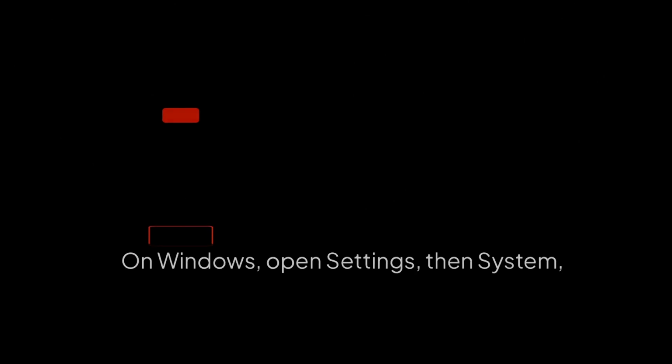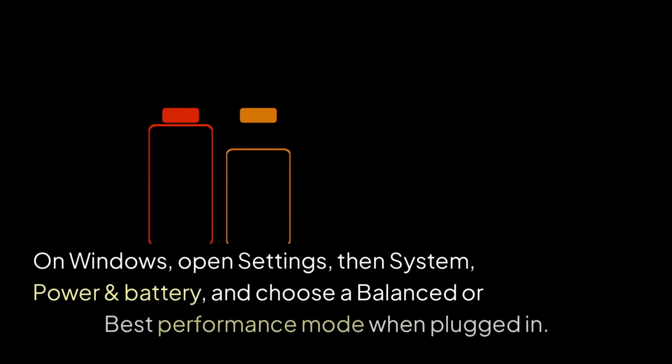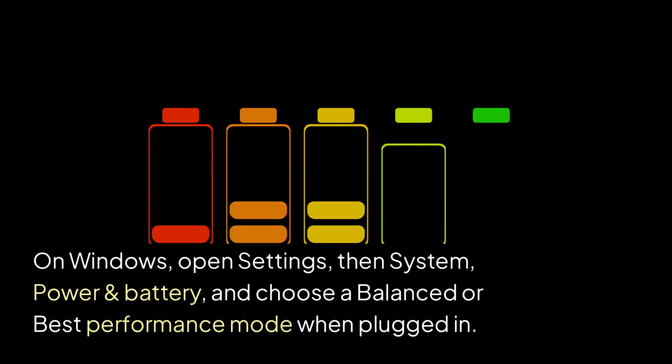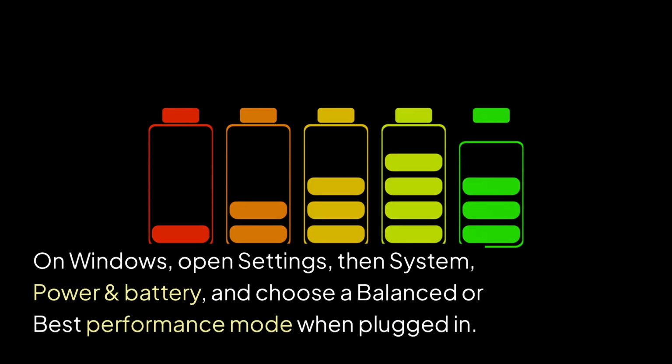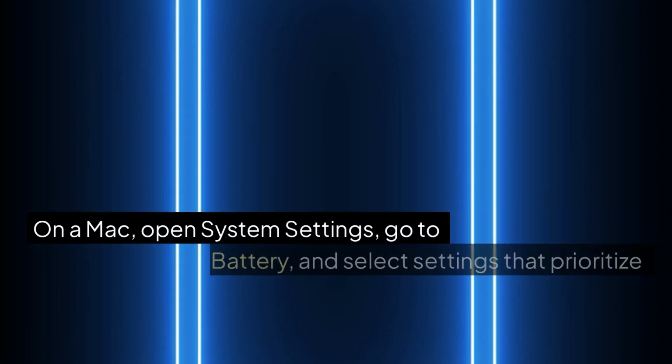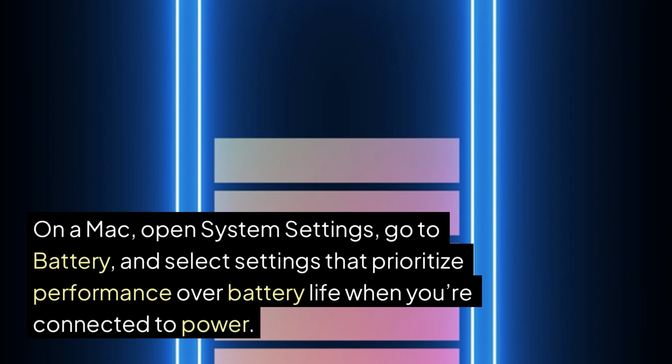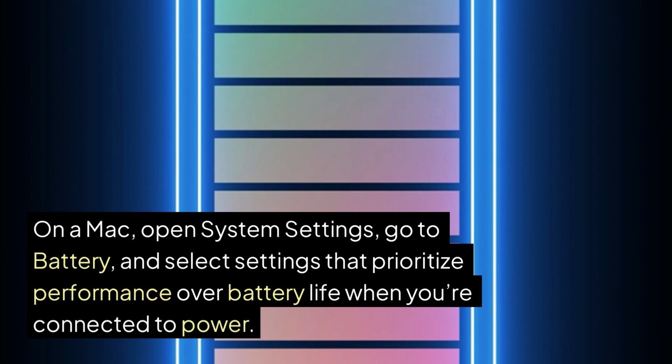Finally, check power settings. On Windows, open Settings, then System, Power and Battery, and choose a balanced or best performance mode when plugged in. On a Mac, open System Settings, go to Battery, and select settings that prioritize performance over battery life when you're connected to power.